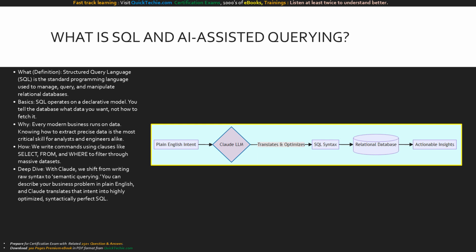Let's kick things off by defining our core toolkit. SQL, or Structured Query Language, is the undisputed language of data. It's how we talk to databases. The beauty of SQL is that it is declarative. You simply describe the data you want, and the database engine figures out the fastest way to get it. Why is this so crucial? Because raw data is useless until you query it to find actionable insights.